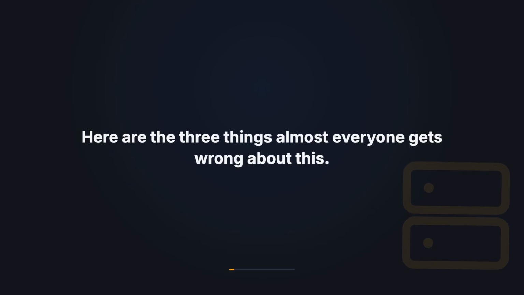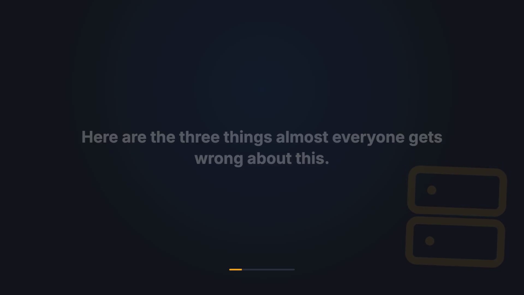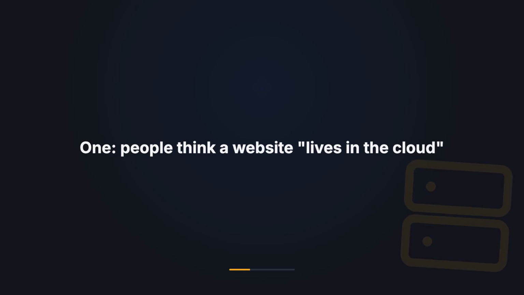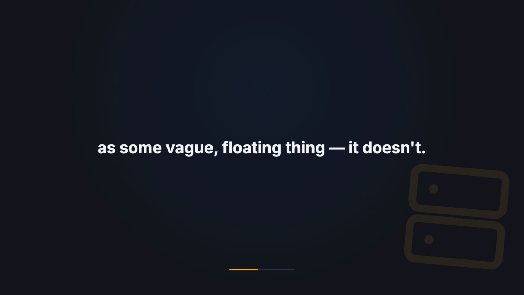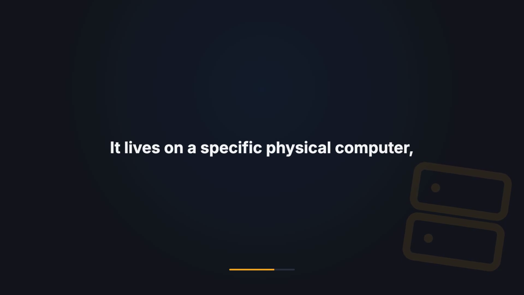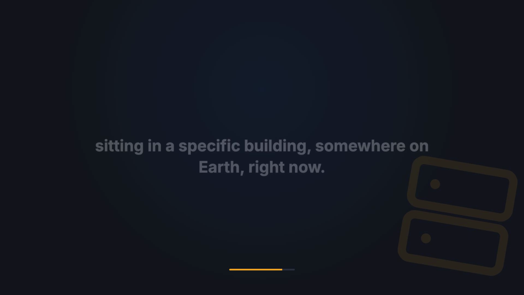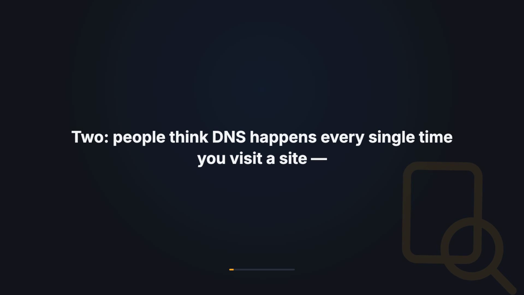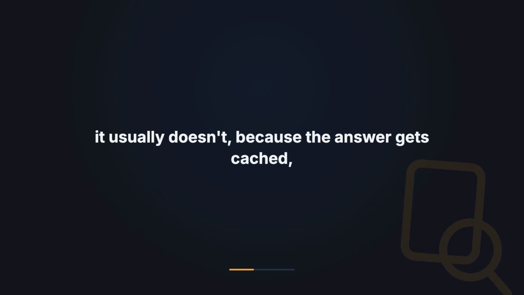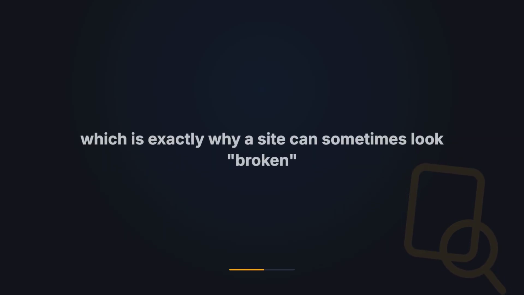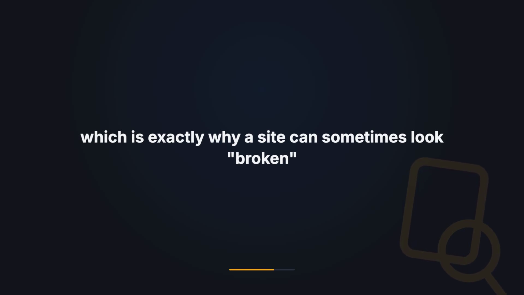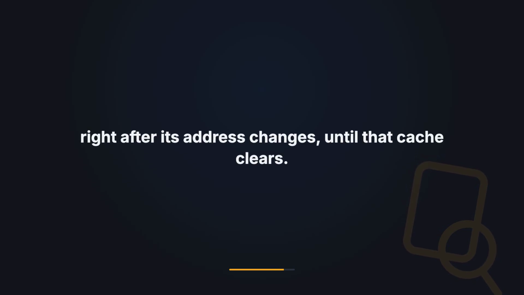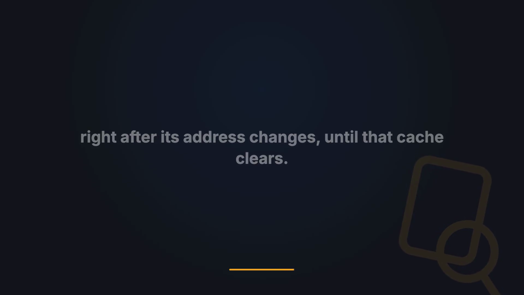Here are the 3 things almost everyone gets wrong about this. 1. People think a website lives in the cloud as some vague floating thing. It doesn't. It lives on a specific physical computer, sitting in a specific building, somewhere on Earth, right now. 2. People think DNS happens every single time you visit a site. It usually doesn't, because the answer gets cached, which is exactly why a site can sometimes look broken right after its address changes until that cache clears.